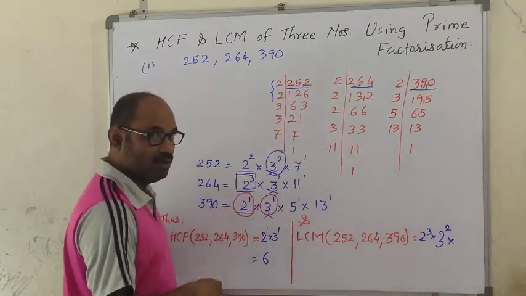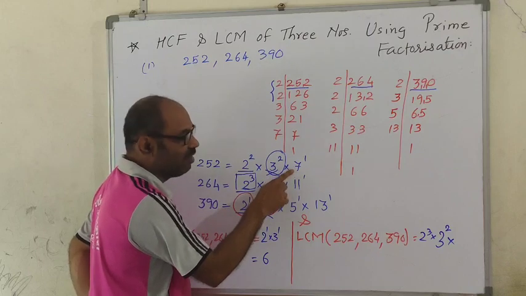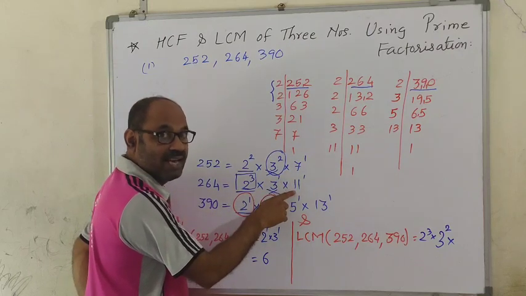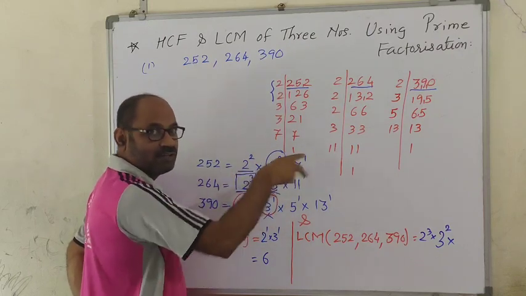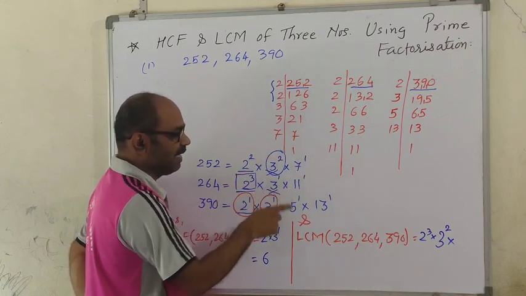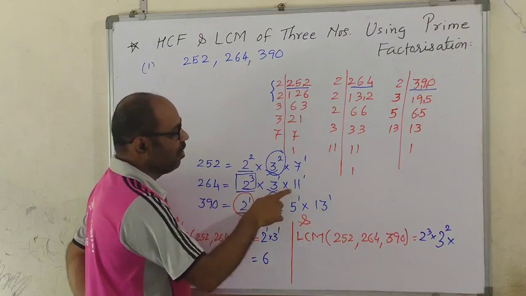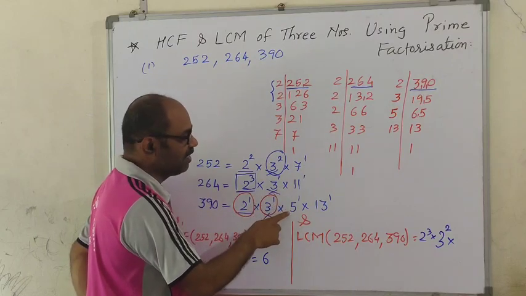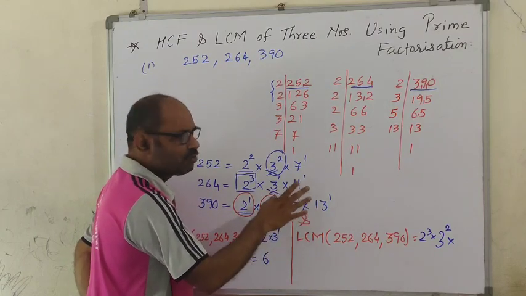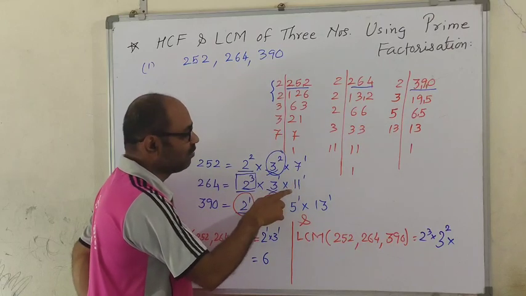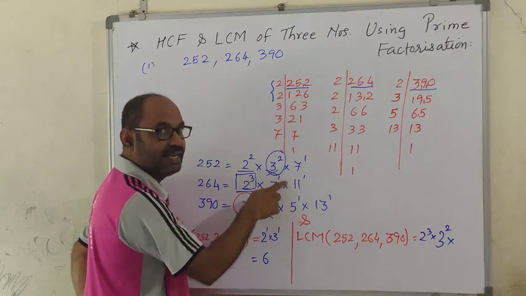Correct? Now, there is a power with base 11 here, 7 here, and a power with base 11, but they are not common in the first two numbers. Now, for the second and third number, are any powers with the same base available? No. Power with base 11, power with base 5, and power with base 13 are there. So, no common powers with the same base in the second and third number.